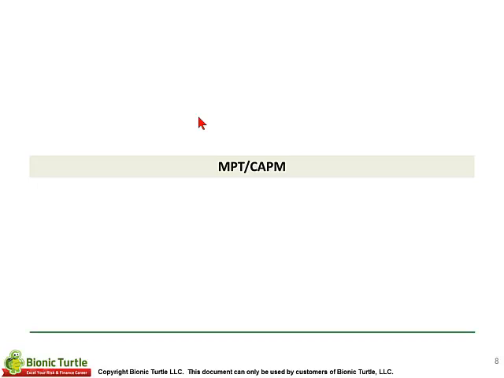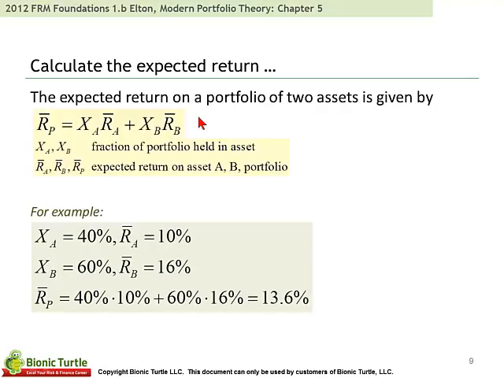Okay, for modern portfolio theory and the capital asset pricing model, we absolutely need to know, because it will be tested in one form or another, the expected return on a portfolio of 2 assets. That's the example I have here. If the portfolio is weighted 40% and 60% with assets that respectively have an expected return of 10% and 16%, it's a weighted average.